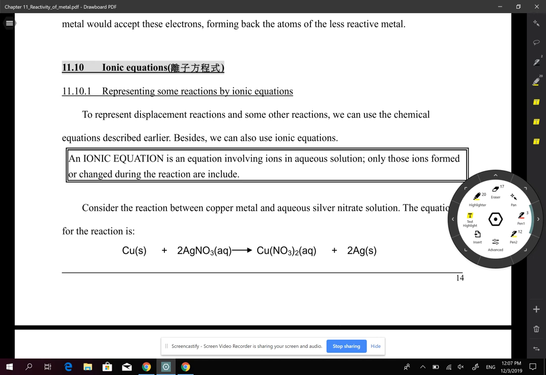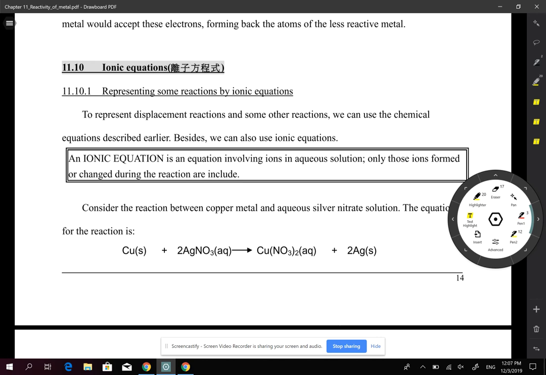Okay, so for example, copper 2 sulfate, we have a copper 2 plus ion and the anion SO4. But they are separate, so only the copper 2 plus ion reacts, the sulfate ion has no change. So in such situations, the sulfate ion is called spectator ion. It will not undergo any reactions.